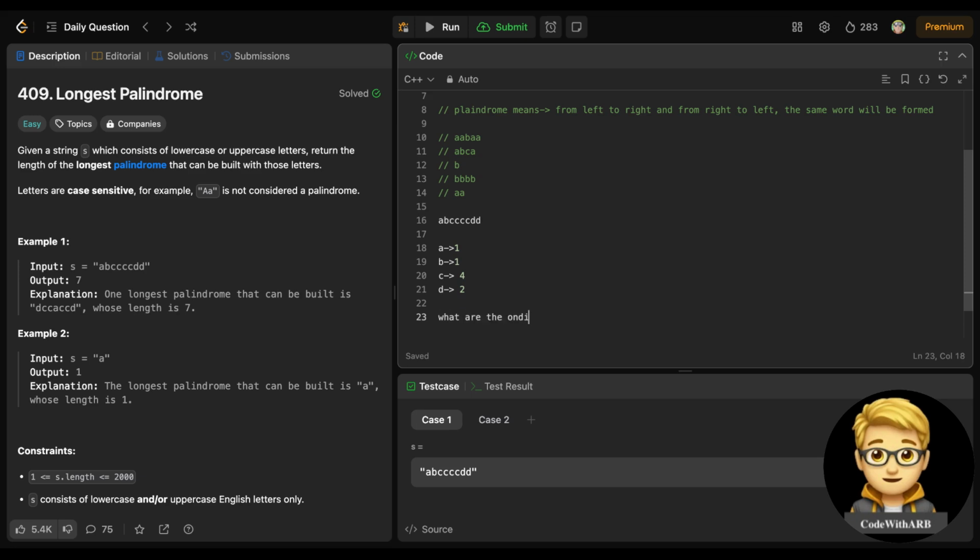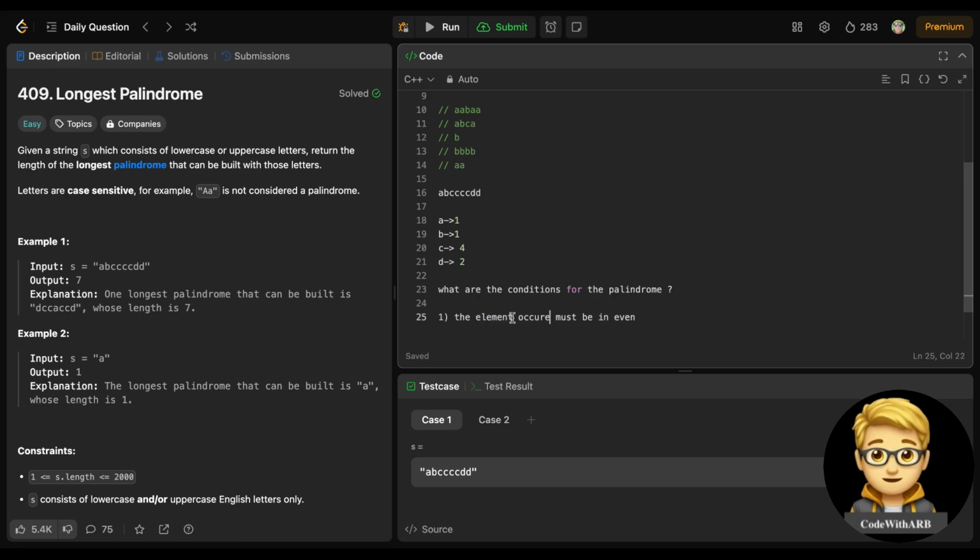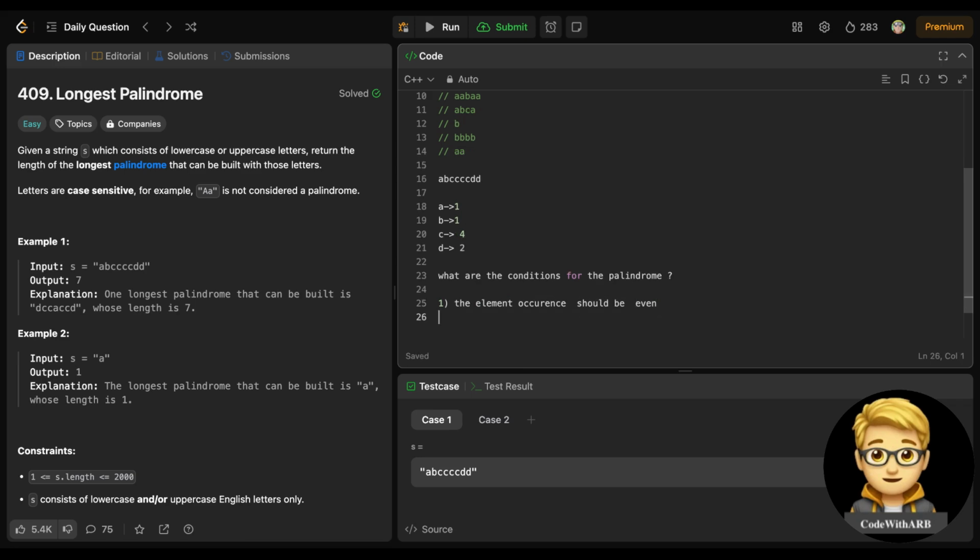So for a palindrome, what are the conditions? The first condition is that the element occurrence must be even. It should be even. But one element can be present one time.